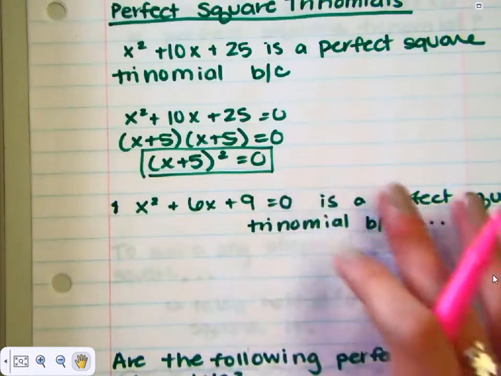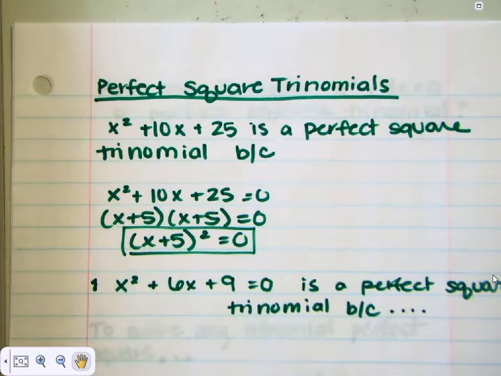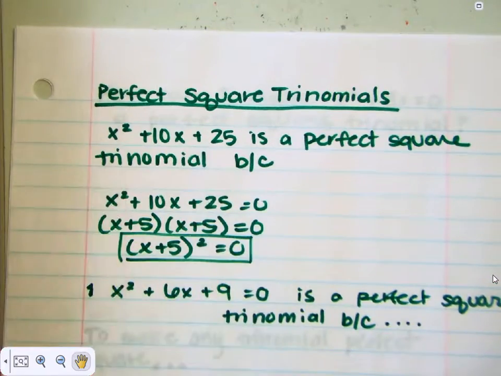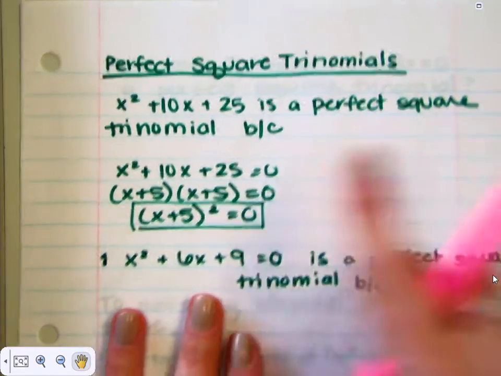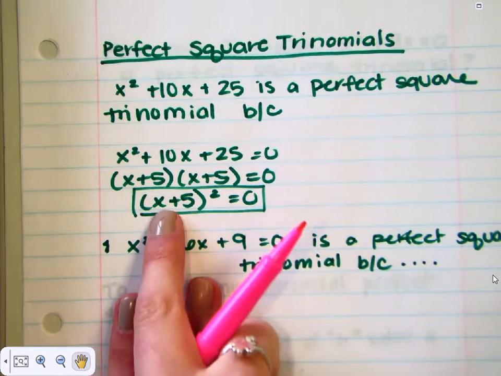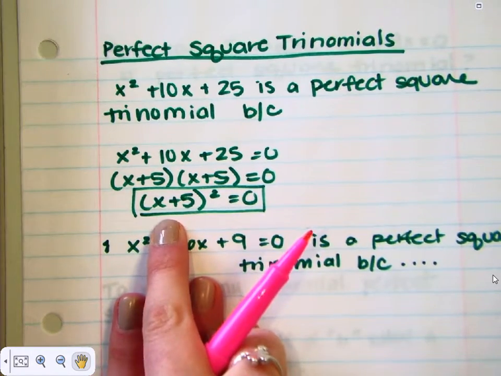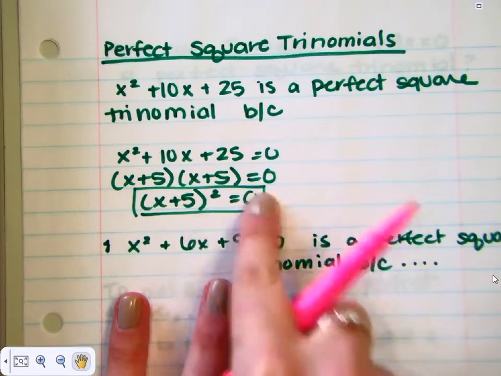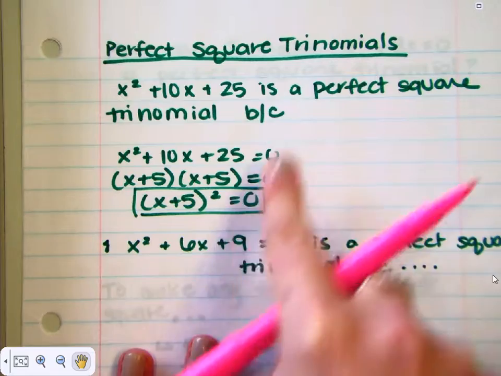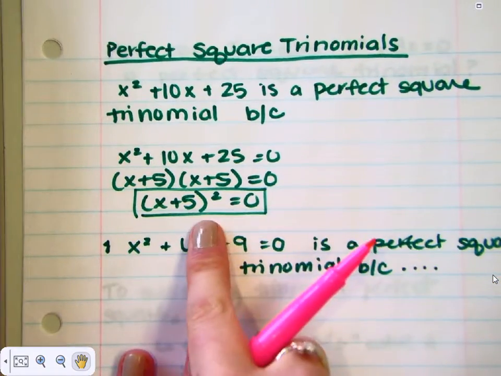Alright, so the next thing I want to talk about is perfect square trinomials. An example of this would be x squared plus 10x plus 25, which we factored before. And it is a perfect square trinomial because when you factor it, you get the same factor for both factors, which means you can write it as a square. And we know how to solve these. We've been working with them the past couple days. So that is why perfect square trinomials are friends.